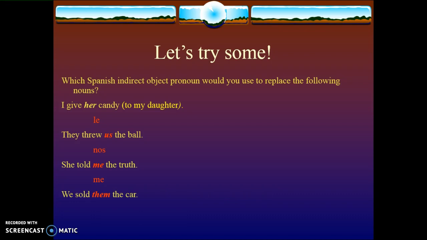We sold them the car. What would you replace them with? Les.